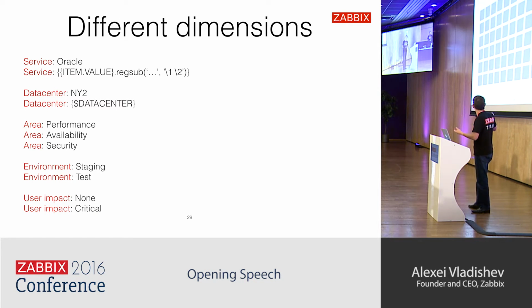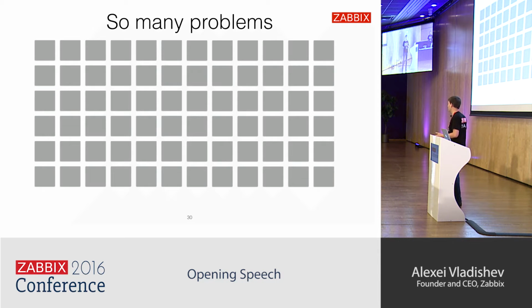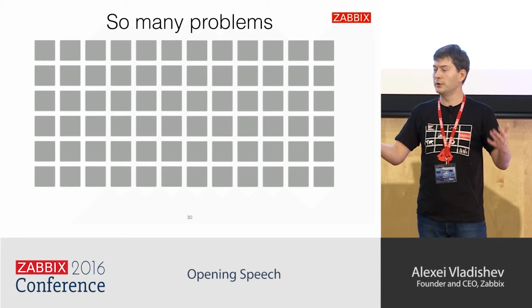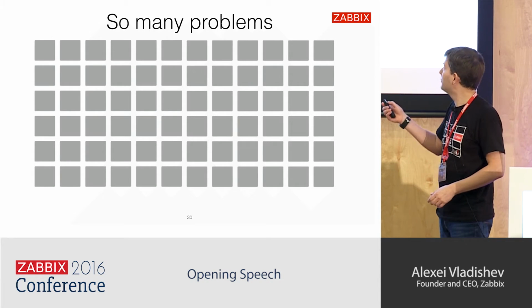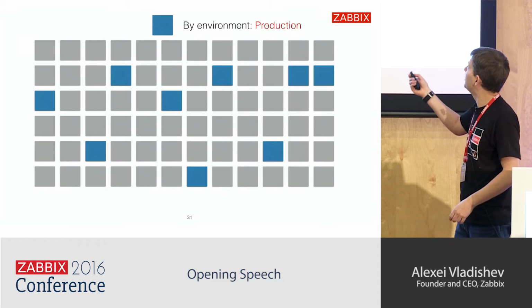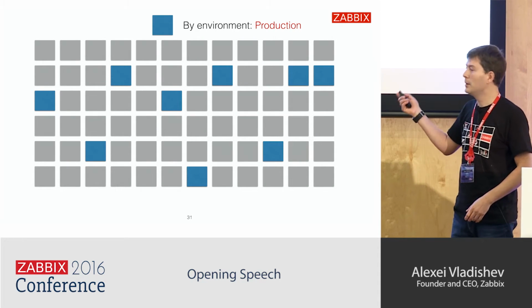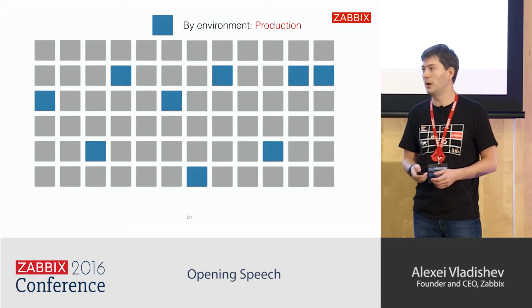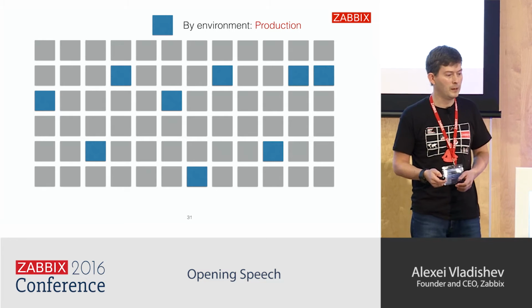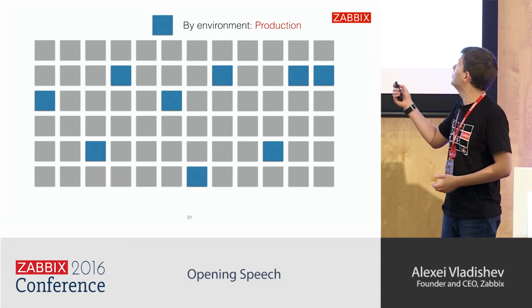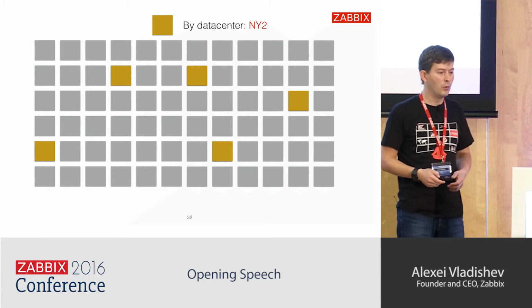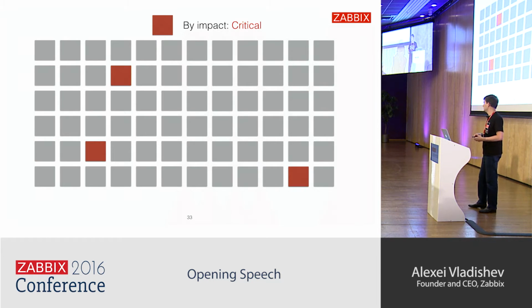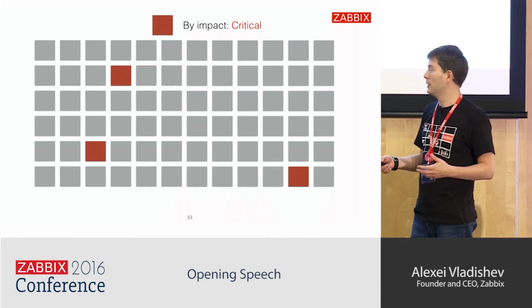So have a look. We have many, many problems, especially in large-scale environments. There could be, literally, thousands of open problems at any given moment. And if we look at the problems and just filter by environment production, maybe it's not 1,000, but hundreds of problems related to production. By data center, if I'm responsible for the New York data center, I maybe don't care about other data centers, so I can filter by data center, or I can filter by impact. I'd like to see only critical problems, and I can do it.